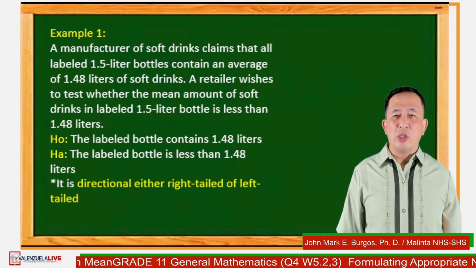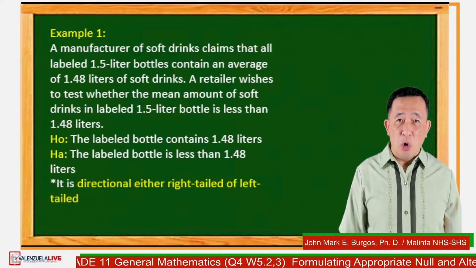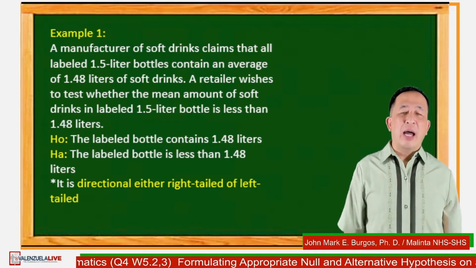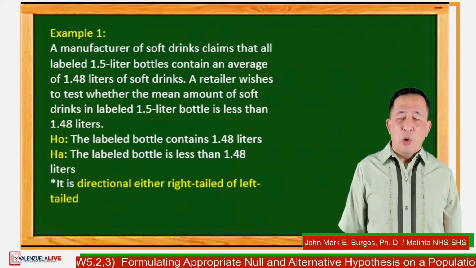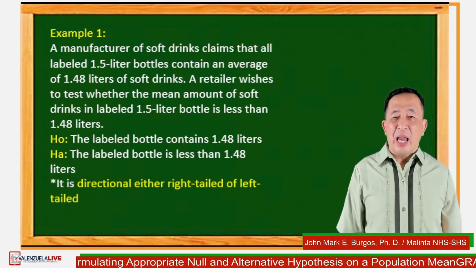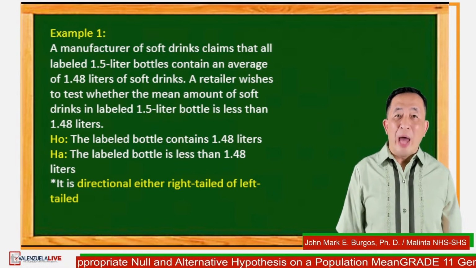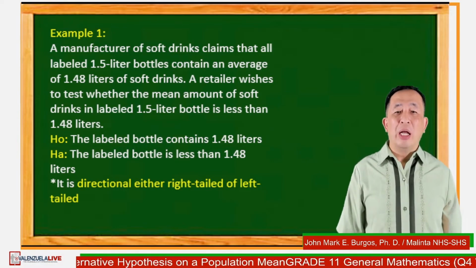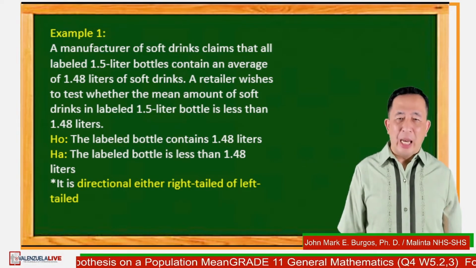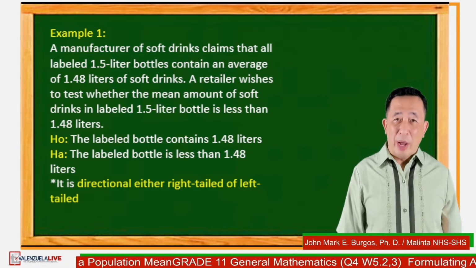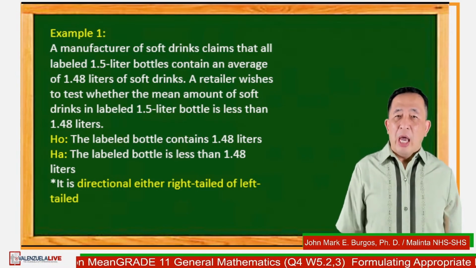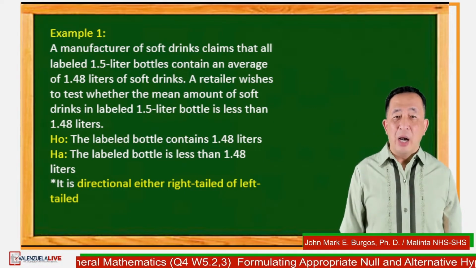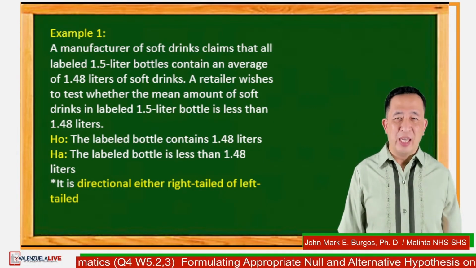The salesperson will claim the H0 and the retailer will claim the Ha. The seller will claim that the labeled bottle contains 1.48 liters, while the retailer will claim that the labeled bottle contains less than 1.48 liters. If you will determine the direction, it is directional, either right-tailed or left-tailed.